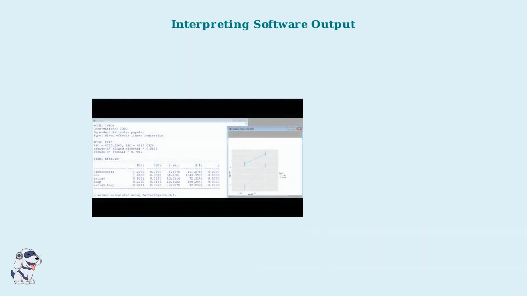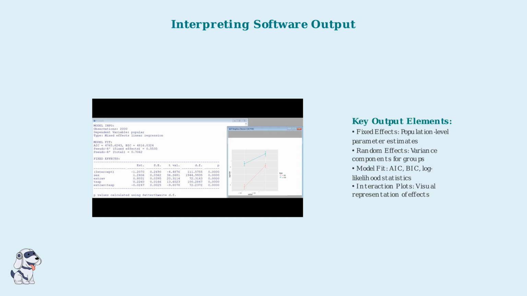Understanding software output is crucial for proper interpretation. Focus on fixed effects for your main research questions, random effects for understanding group-level variation, model fit statistics for comparison, and interaction plots for visualizing complex relationships.